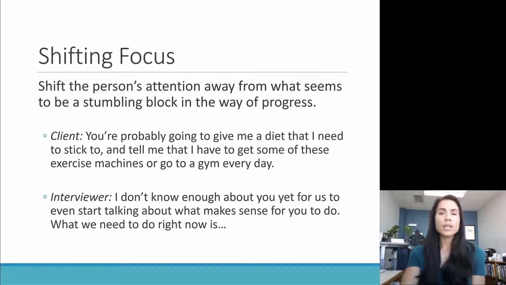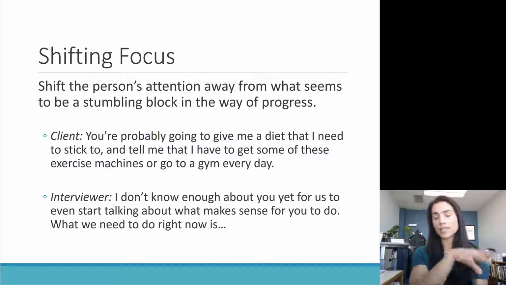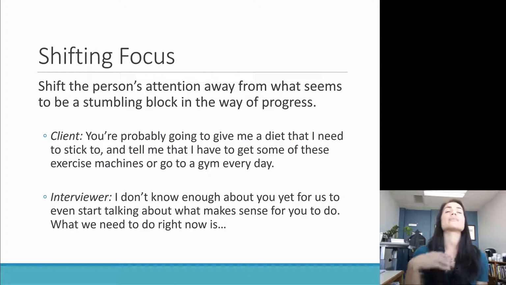Okay. So sometimes in our reflective listening, we need to refocus, right? So shift the person's attention away from what seems to be a stumbling block in the way of progress. So in that previous example I gave you, there's definitely a stumbling block. And that's going to happen. Your clients are going to come to you and say, "I would have done this, but here's this thing that exists," right? This barrier that is in the way of me achieving my goals.